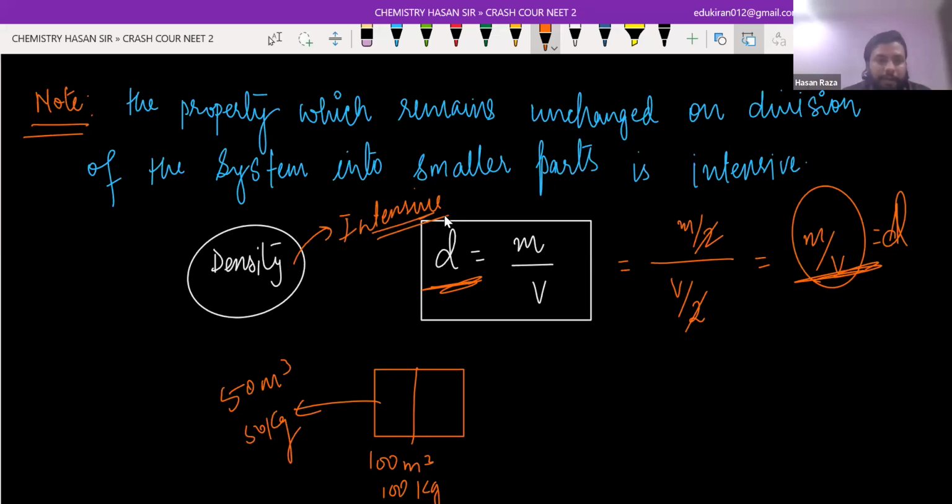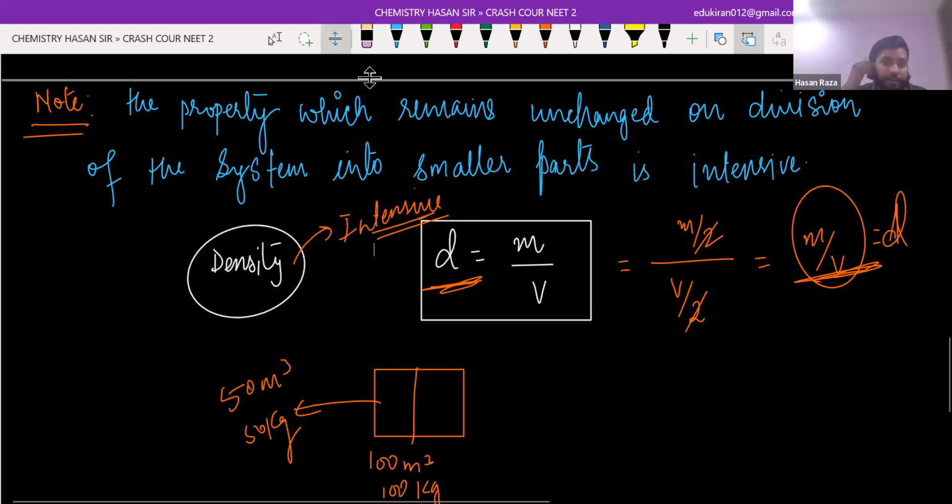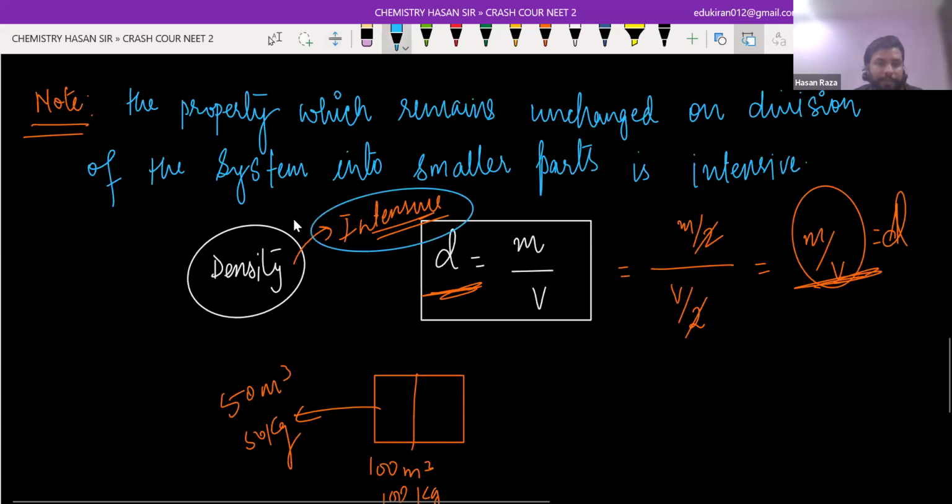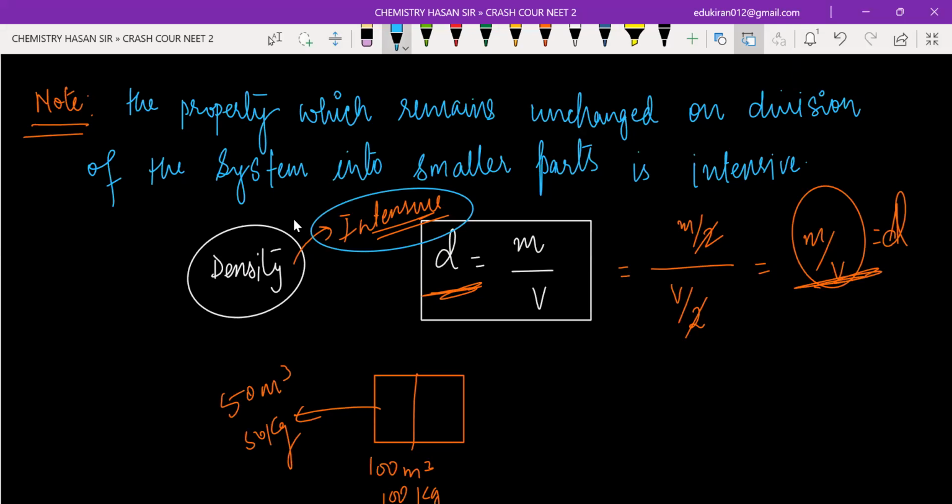Either you can do it like this, or I'm going to give you another trick to know whether it is extensive or intensive. Let me know when you are done with this. Done, sir. Okay. Density is intensive. I have written here. Arpit, any doubt? Sir, intensive is independent of mass and size. Yes, intensive, independent. Now you have to remember it like this. Okay, sir. Got it.